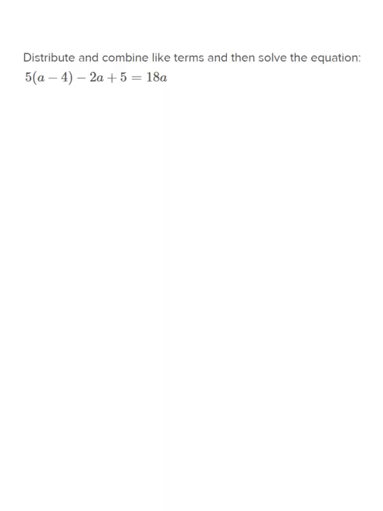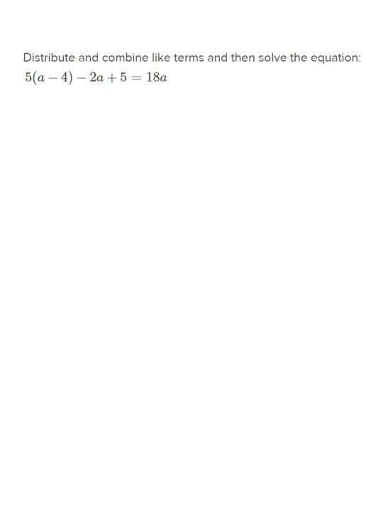Here's our next example. The directions are exactly the same. The directions say to distribute, then combine like terms, then solve the equation. So the first step is to distribute. When I distribute, I'm looking for parentheses. What this means is I have in parentheses a minus 4. And what's happening is this whole quantity is being multiplied by the number 5. So each part inside the parentheses gets multiplied by 5.